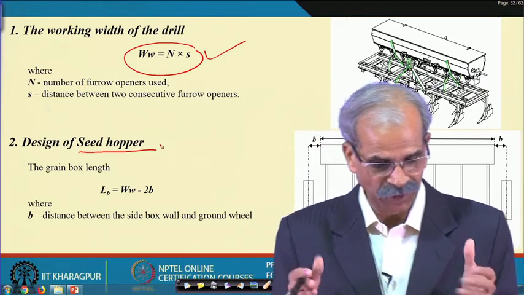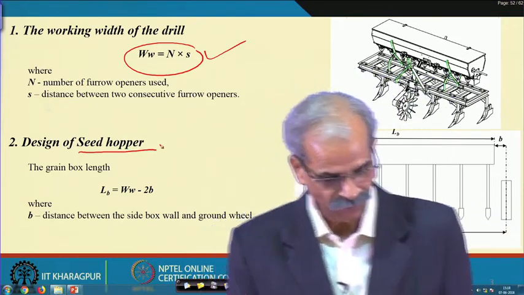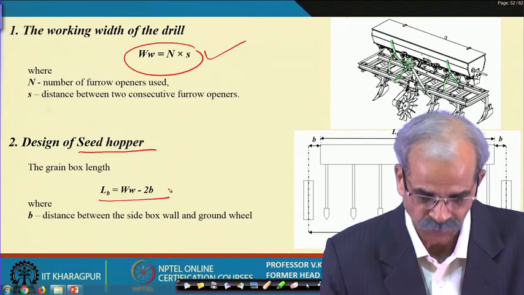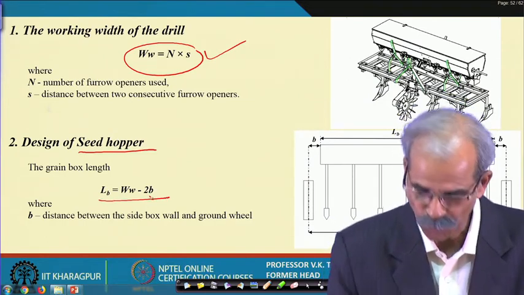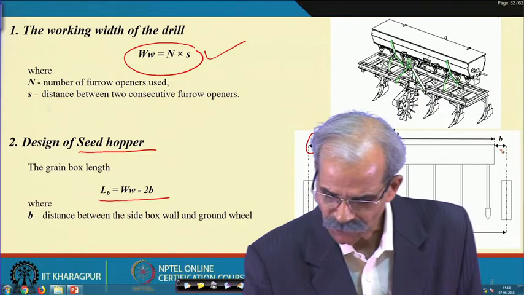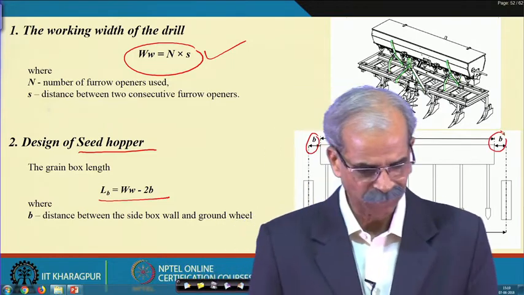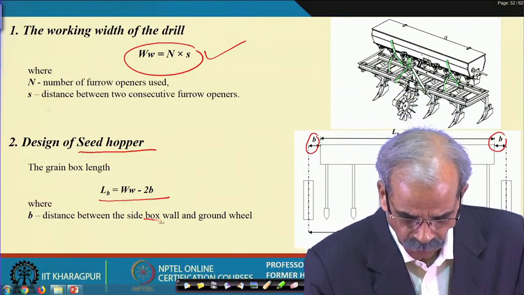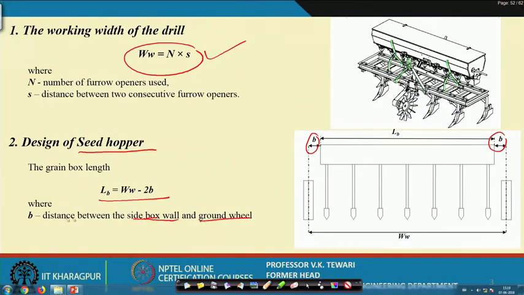So, accordingly we have put here the length of the box given like this, when we have the working width minus 2b. This small distance we have kept, because this is the box wall, side box wall and ground wheel. This is the distance we want to maintain certain. Now, you would say how much and all that. Well, it is all something from the rule of thumb, something from experience which comes. So, we will talk of these values later, but then you have to have in between this. So, you get an idea about what is the total length of this.